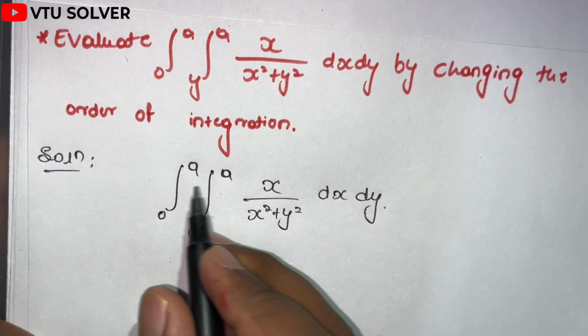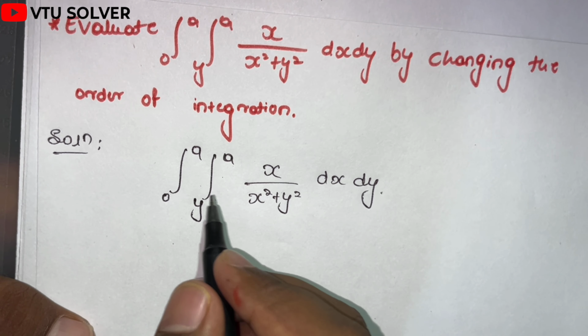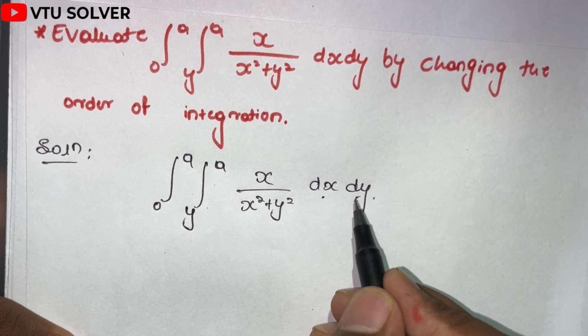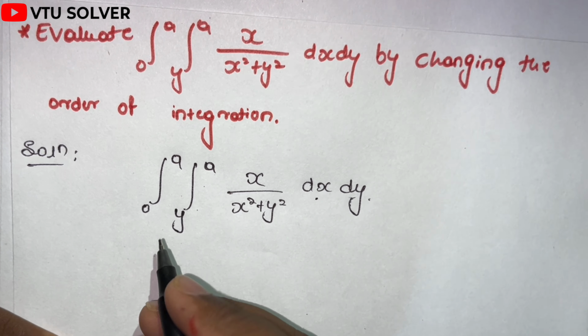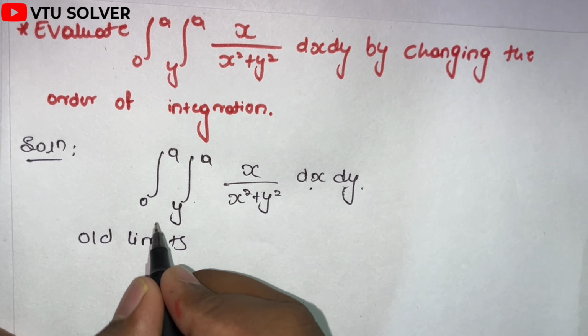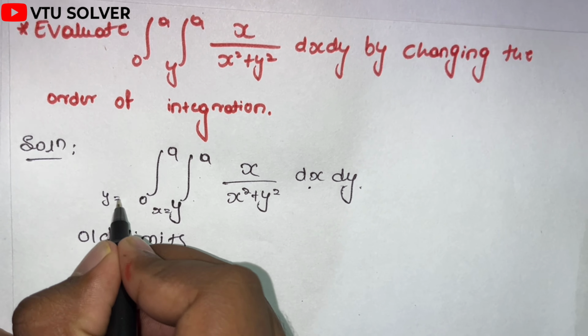Here we have to change the order. Order means dx into dy. When we change the order, then the limits will be changed. First of all, we take the old limits. This is the x limit and this is the y limit.